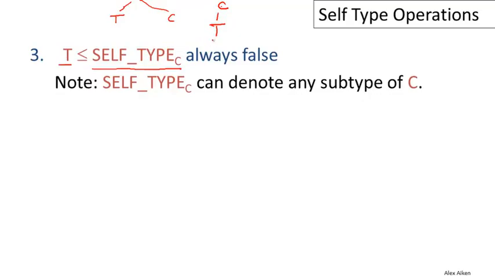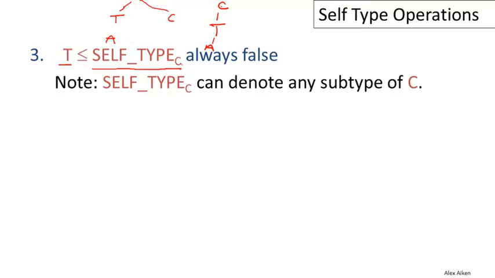Think about a hierarchy where T has some subclass. Let's just say that it has a subclass A. And now, because self-type sub C ranges over all the possible subtypes of C, we could plug in A here, and T is not a subtype of A. They're in the wrong relationship. And so because it doesn't work for all the possible values of self-type sub C, we can't say that this is true. We have to say that it is false.